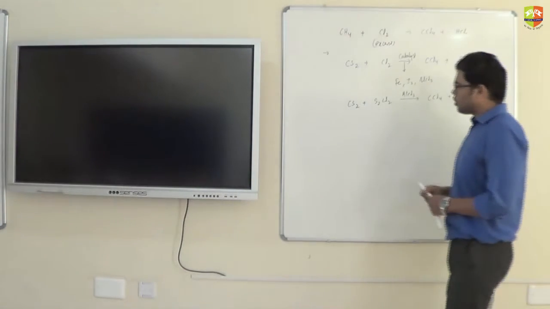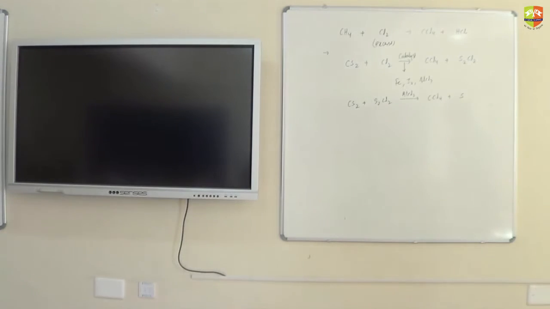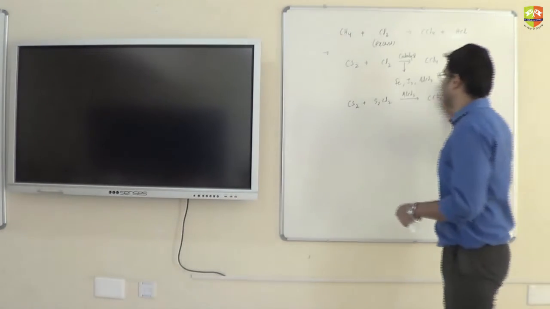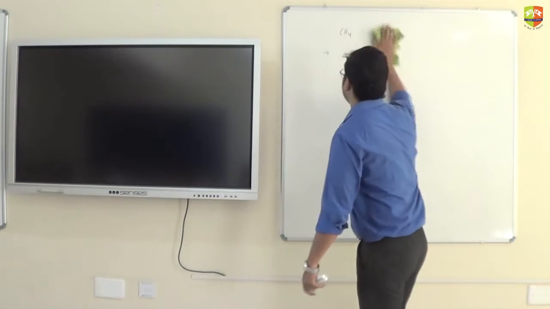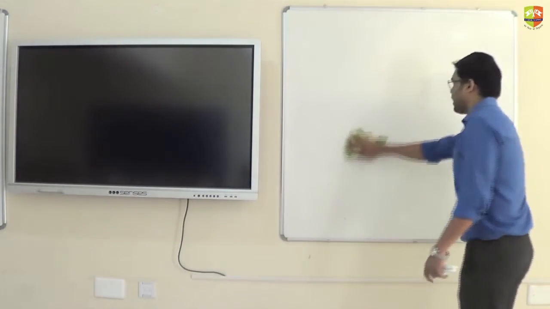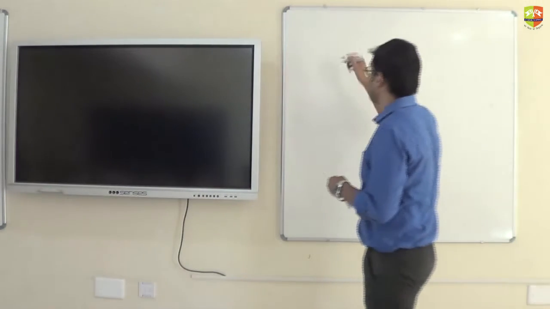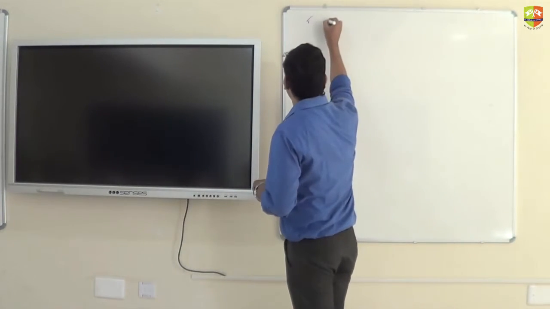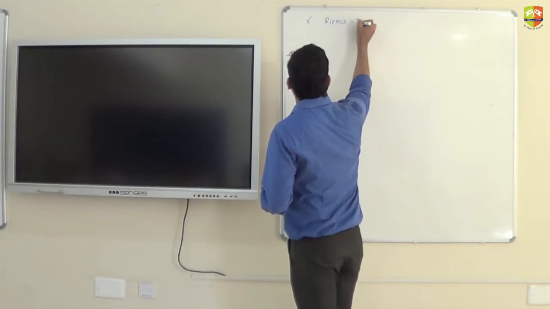Next, write the reactions of CCl4, not carbon disulfide. Reaction of CCl4, carbon tetrachloride. And only one reaction we have here, which we call the Reimer-Tiemann reaction.